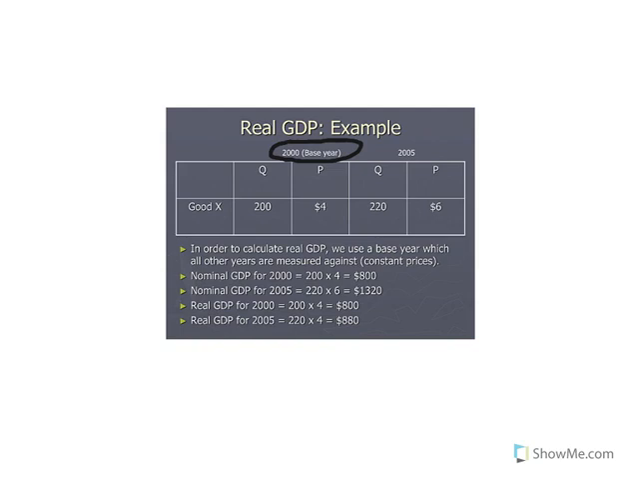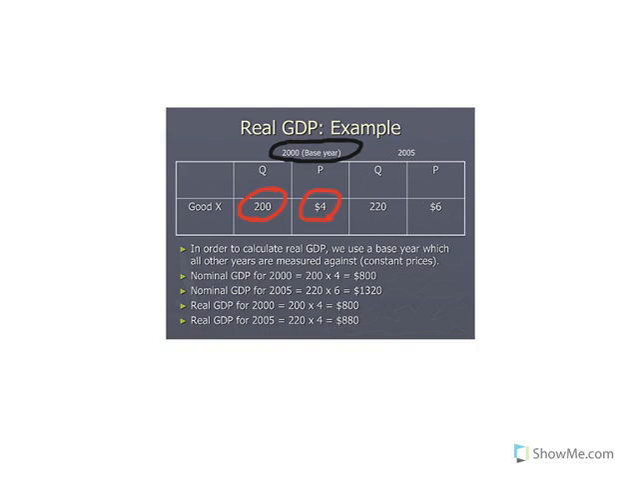So you can choose whatever base year you want. So here I have a hypothetical example where we have good X, and I can see the amount of output that was produced of good X in both 2000 and in 2005. In other words, in 2000, the quantity of output that I produced of good X was 200 units. And we can also see that the price level was $4. In other words, if I would have purchased this good in 2000, I would have paid $4 per unit.